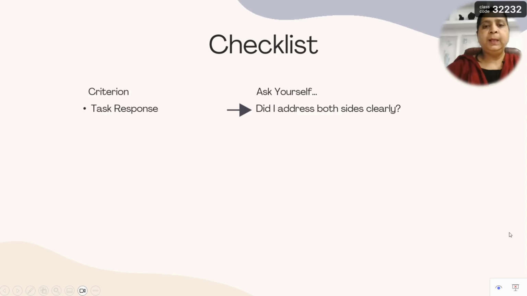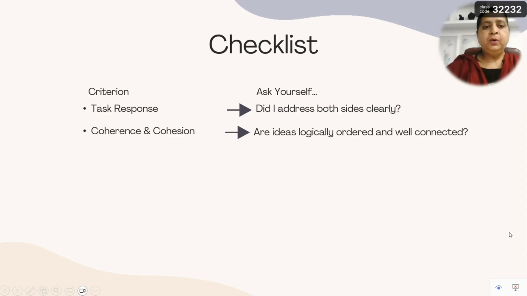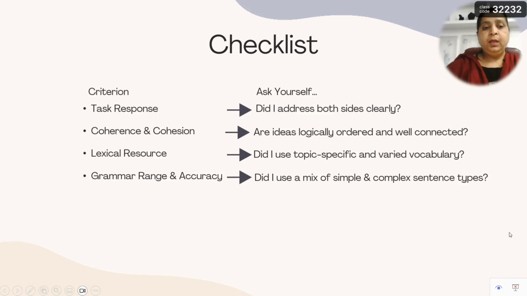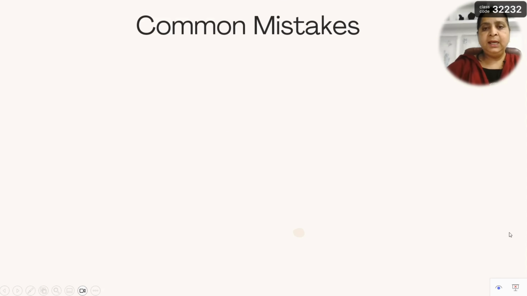Some of the checklists that you have to ask yourself for certain criteria: for task response, please ask yourself, did I address both sides clearly? For coherence and cohesion, ask yourself, are ideas logically ordered and well connected? For lexical resource, ask yourself, did I use topic-specific and varied vocabulary? And for grammatical range and accuracy, ask yourself, did I use a mix of simple and complex sentence types? The common mistake that a candidate can make is ignoring one side of the issue.